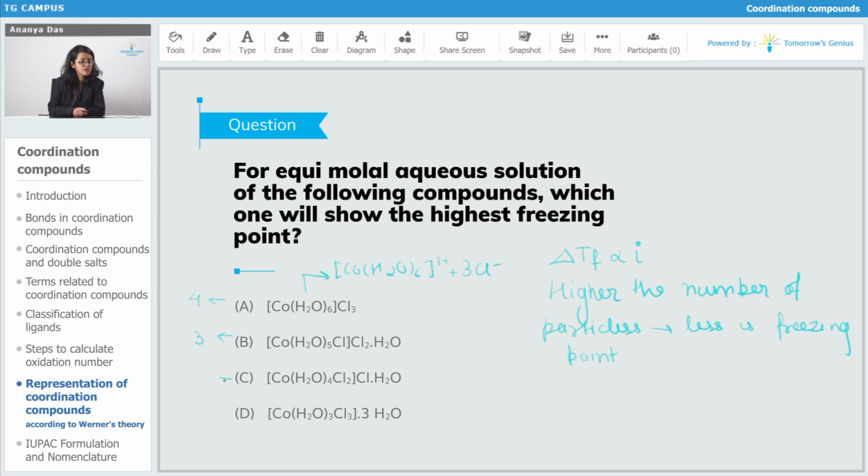For option C, the total number of particles is going to be 2, and for option D, the total number of particles is going to be just 1, because all of this is present within the coordination sphere, so you will just have [Co(H2O)3Cl3]. We do not count the H2O as being able to ionize, because how will H2O ionize in H2O? That's not possible, right? So it does not ionize, and there is only one particle. So this one has the highest freezing point because it has the lowest i, lowest delta Tf, so highest freezing point. So option D is correct.